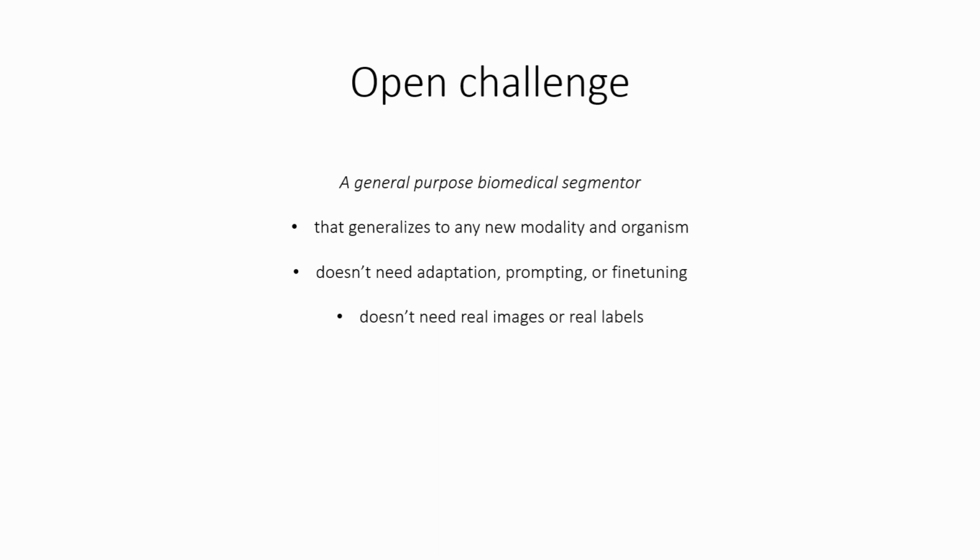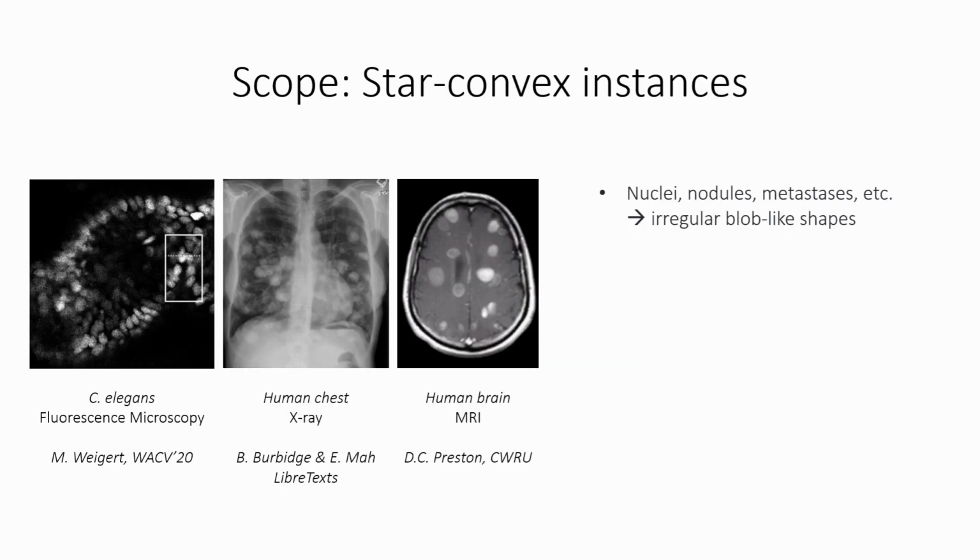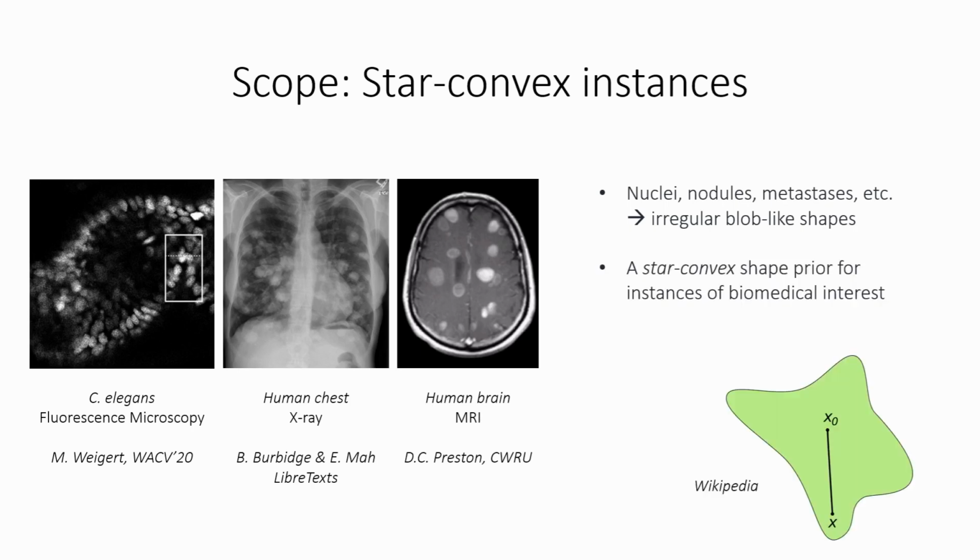As public and instance annotated datasets are especially rare in 3D, and several imaging modalities and organisms have not yet been made available to the public, we propose a method that doesn't use any real images or labels. And to focus the scope of our work, we aim to predict instances matching a common shape prior of interest. To choose this prior, we note that several structures of interest in biomedicine, such as nuclei, nodules, metastases, and others, all have irregular blob-like shapes. So in this paper, technically speaking, we choose a star-convex shape prior to model these structures.